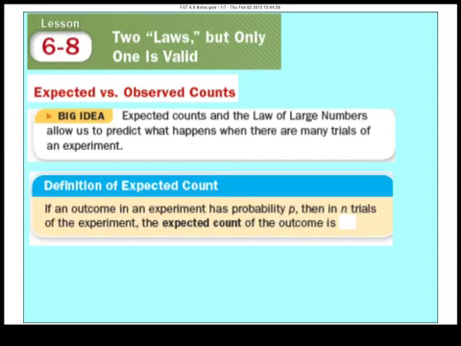Now it says here section 6.8 is 2 laws but only one is valid. And there's 2 laws we're going to talk about. Again, it's the law of large numbers and the law of averages. And we're going to investigate those 2. And let's talk about this.